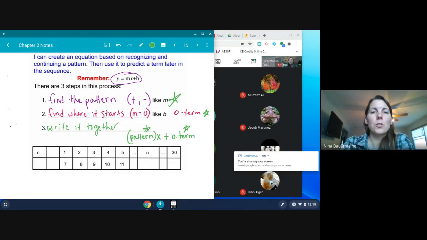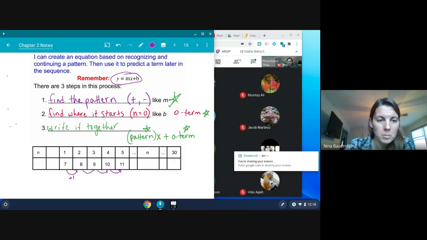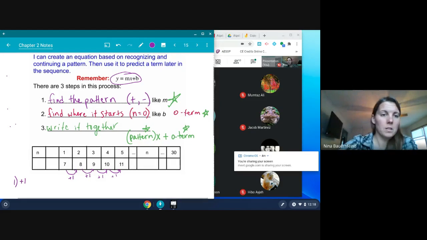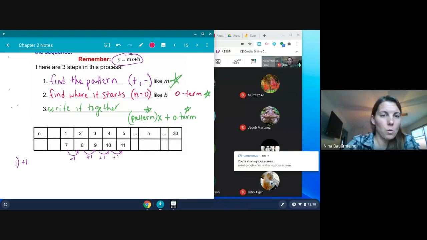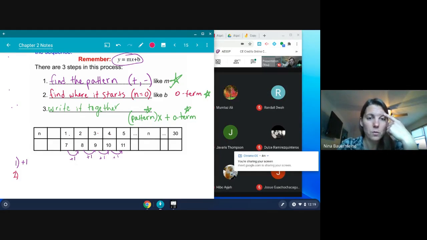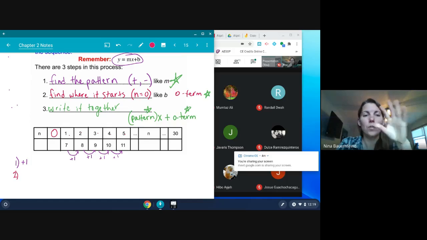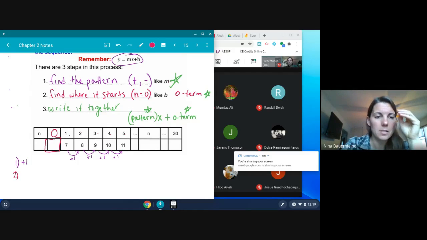So first thing, what is the pattern here? So from 7 to 8, 8 to 9, 9 to 10, 10 to 11, what is happening? It's going up by 1. Yep. Plus 1, plus 1, plus 1, plus 1. So the first step, we know that we go plus 1 or like up positive 1. Second step is we have to find out where it starts. So here's the deal. This goes 1, 2, 3, 4, 5. We need to find out what this 0 term is. So if you look at that pattern, what would go in this box?